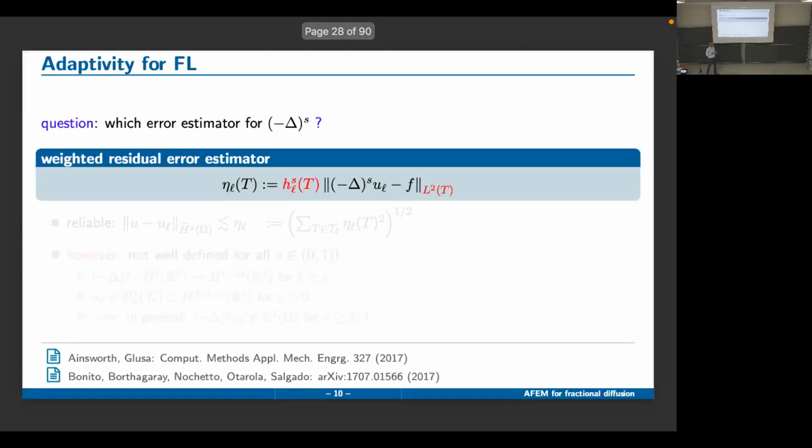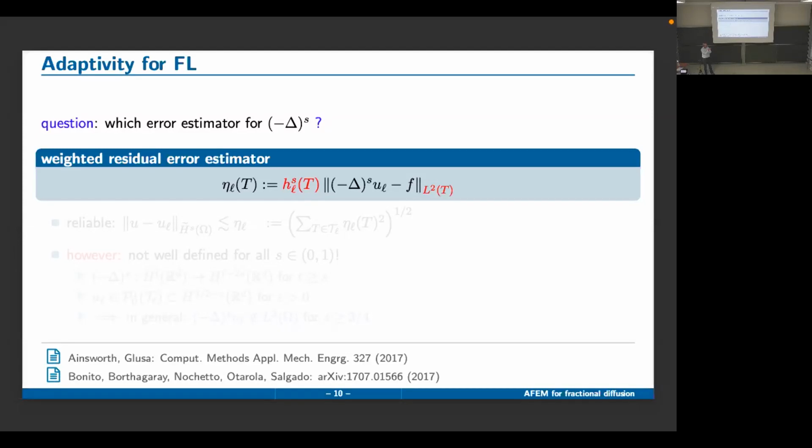You can just say, well, take a residual indicator. Yeah, you can do that. Usually you have to measure the residual, so plug the discrete solution into your equation, and measure the residual in the dual norm. This would be an H^{-s} norm. Not that nice, so not that localizable, as we learned before. So I don't know how to localize it.